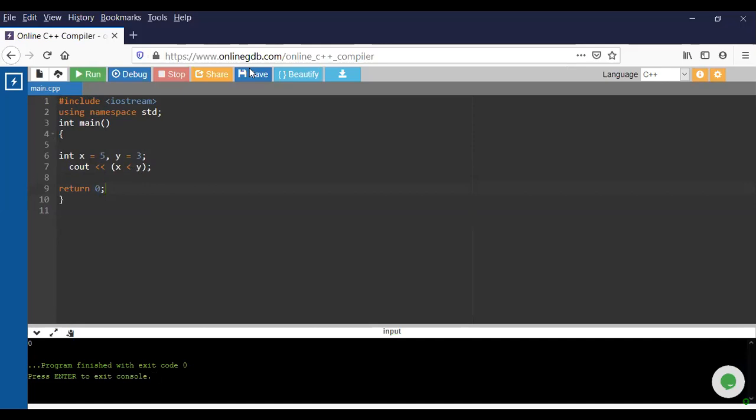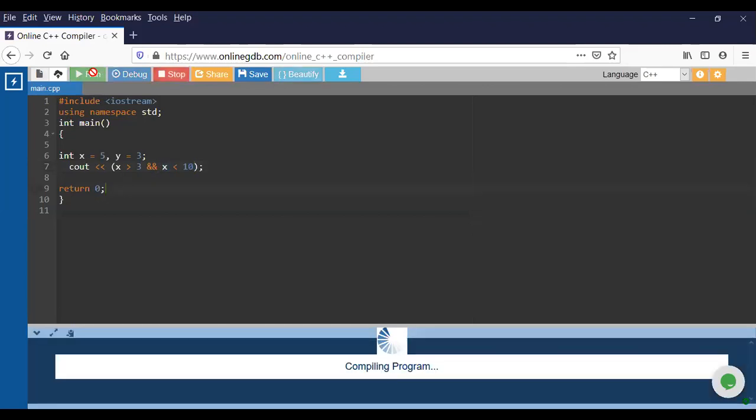Okay, so how about the logical operator? Let's see the other slides. This is a logical operator here. The value of x equal to 5, y equal to 3. So we are going to check this condition. Whether x is greater than 3, the condition is correct. x is less than 10, the condition is correct. So both conditions are correct, and when you run here, the answer will be 1.